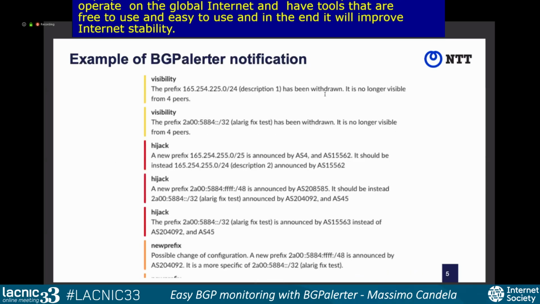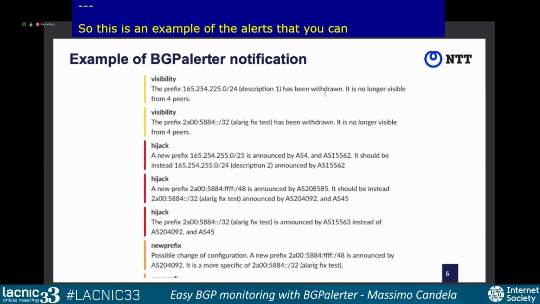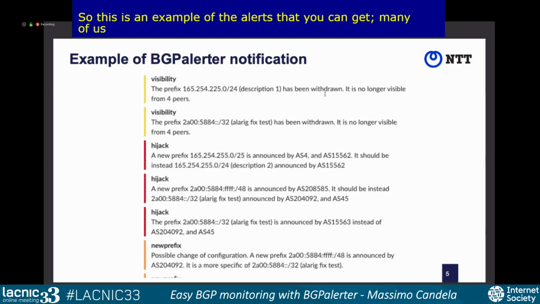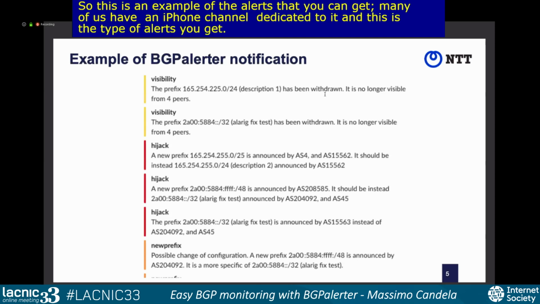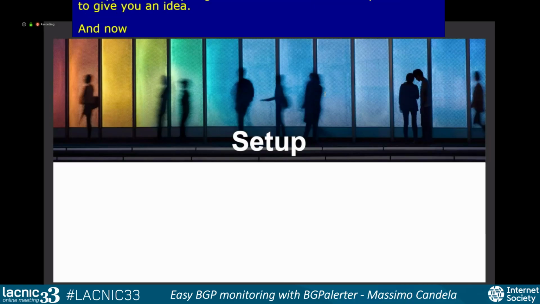So this is an example of what alerts you can get. Many of us have on our phone a channel dedicated to it. This is the type of alerts you get. These, of course, are just random examples, just to give you an idea. And now, from this moment, we'll start immediately to see how you can start monitoring your autonomous system and your prefixes.